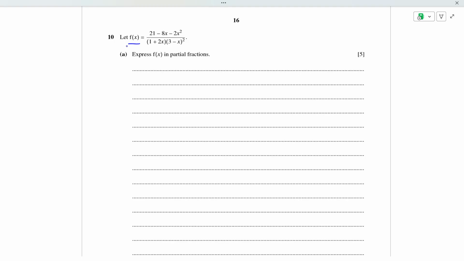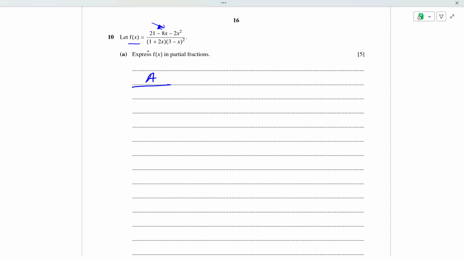Let f of x be equal to this fraction. Express f of x in partial fractions. Okay, so partial fractions again for the second time in this question. All right, so you want to assume that the decomposed fraction looks something like that: A over. First thing that you need to check, is it a proper fraction?